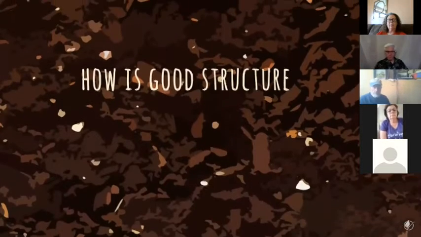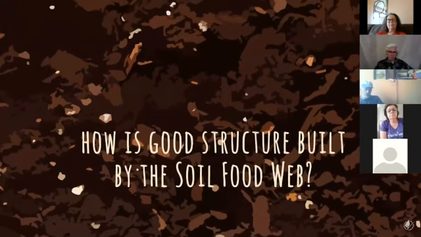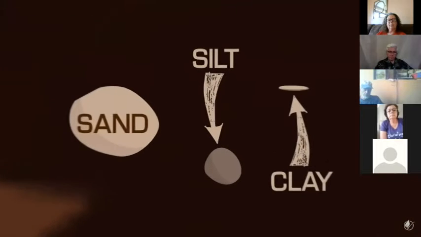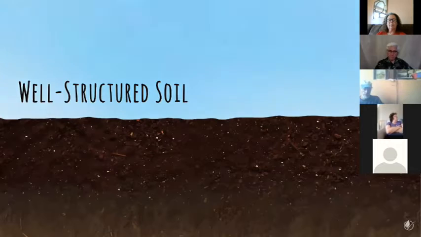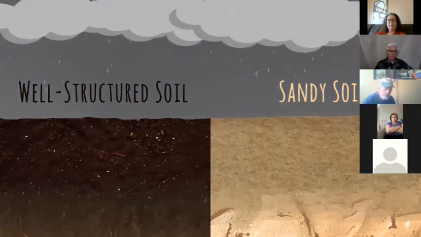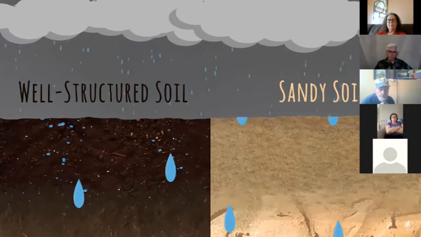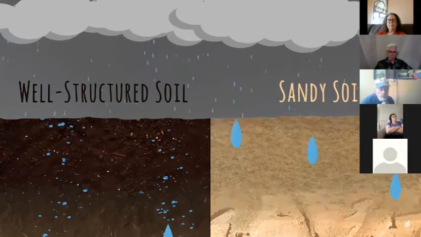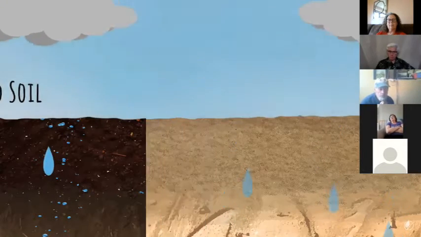So how is good structure built by the soil food web? Well, this depends on the type of soil we're dealing with. The terms sand, silt, and clay describe the size of the soil mineral particles. Sand particles are relatively big, and so are the spaces in between them. Water quickly finds its way through the gaps, and not very much water is retained, especially if the organic matter content is very low, as organic matter can absorb huge amounts of water.